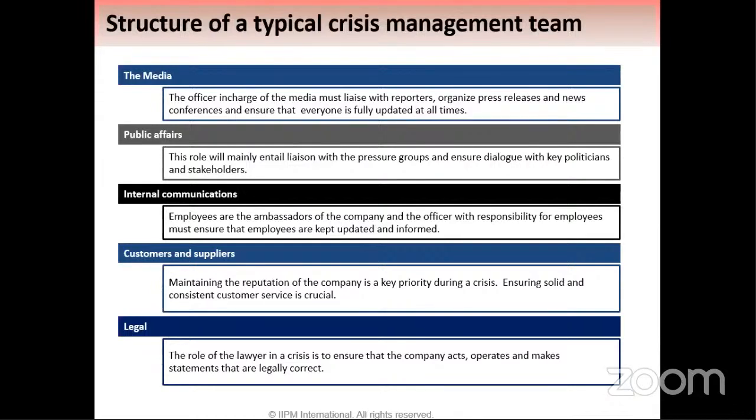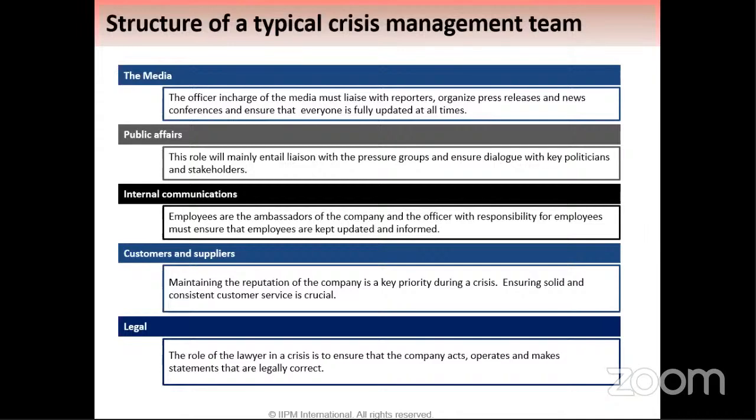Then we have internal communications. Employees are the ambassadors of the company, and the officer with responsibility for employees must ensure that employees are kept updated and informed. Then we have customers and suppliers. Maintaining the reputation of the company is a key priority during a crisis. Ensuring solid and consistent customer service is also very crucial.